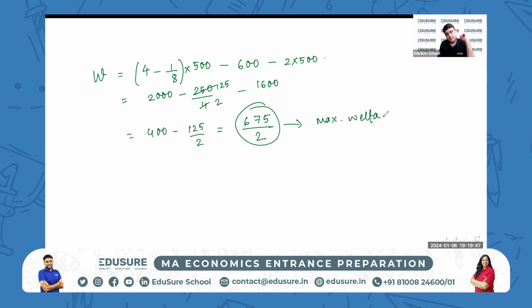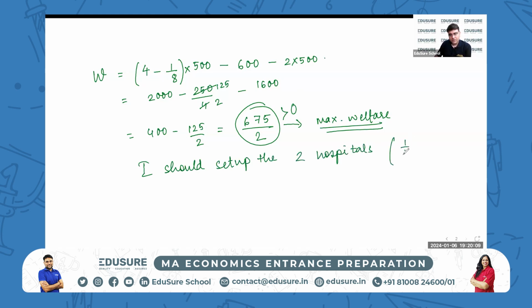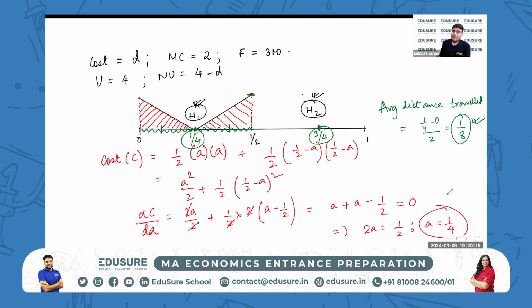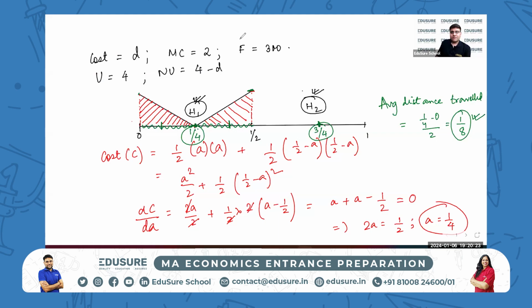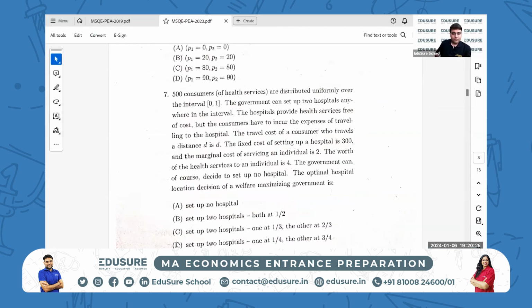Maximum welfare that we can get. So if the welfare is positive, I should set up the 2 hospitals, and I have already found out the locations. The locations are at 1 by 4 and 3 by 4 because I have managed to minimize the travel cost. So if I manage to minimize the travel cost and get my answer at 1 by 4 and 3 by 4, that is going to be my answer D.